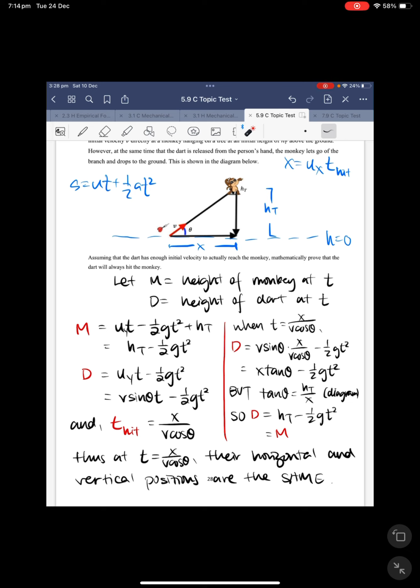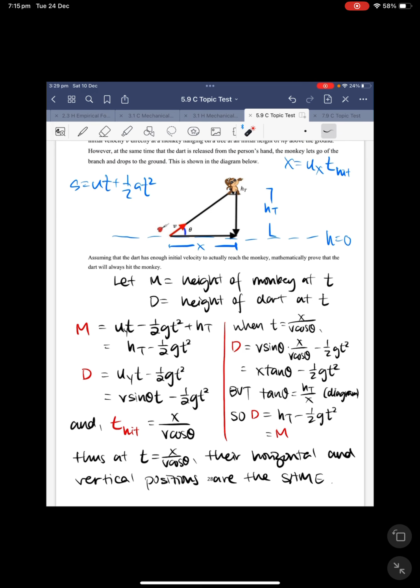But notice that from the diagram, tan theta is opposite on adjacent, which is ht on x. That's just looking at this diagram right here. And so we can substitute ht on x for tan theta into this expression. We get that d equals, well, the x and the divided by x is going to cancel out, so we just get ht minus half gt squared. But that's exactly the expression for the height of the monkey. So the height of the dart equals the height of the monkey at time t equals x on v cos theta. Thus, at t equals x on v cos theta, the horizontal and vertical positions are the same, and therefore the dart will always hit the monkey.